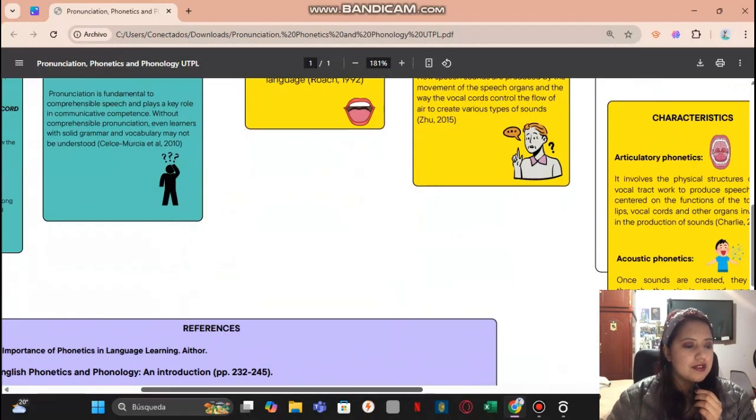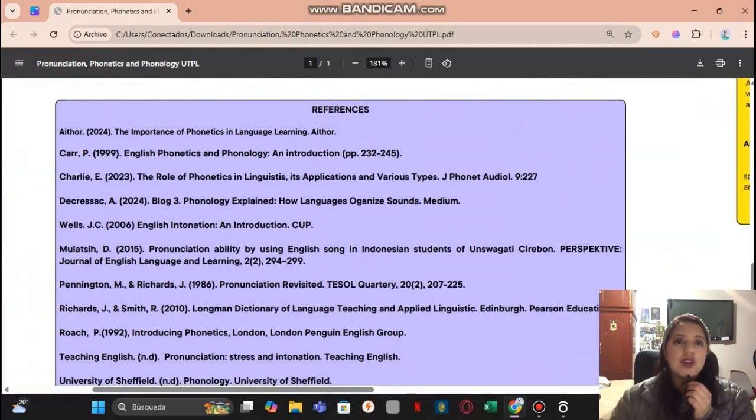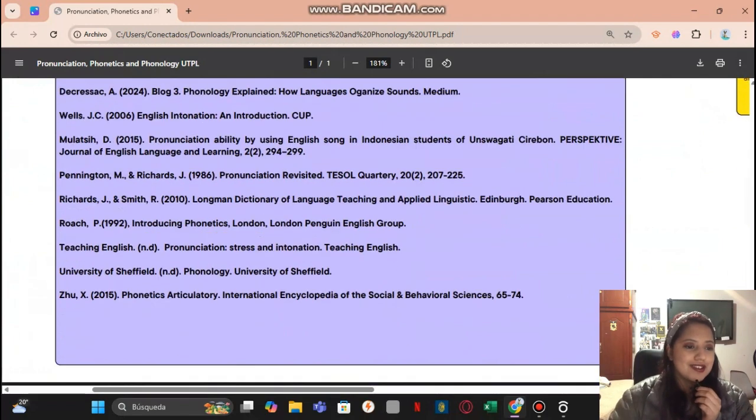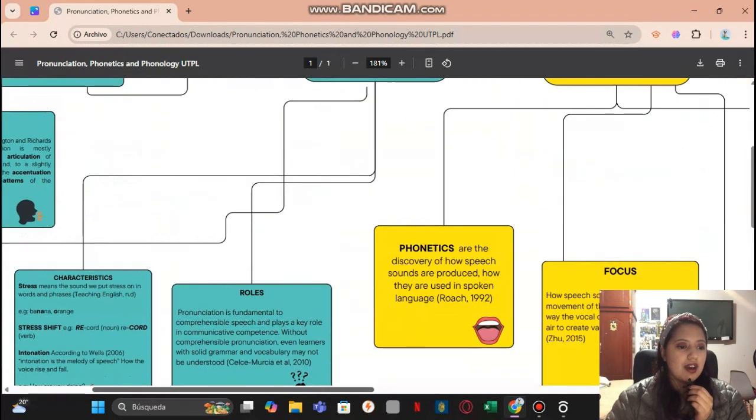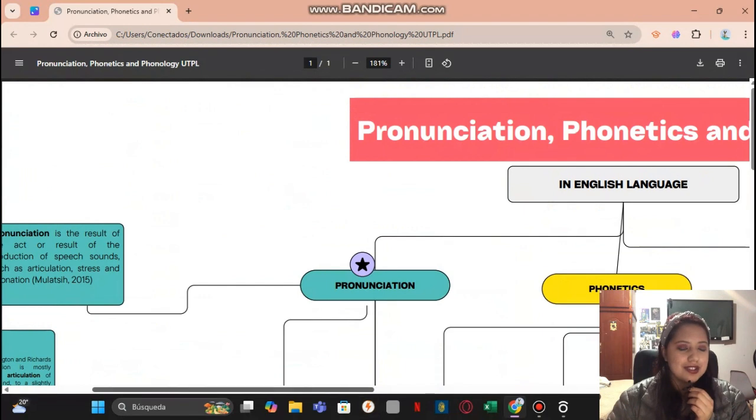Here are the references of this graphic organizer.